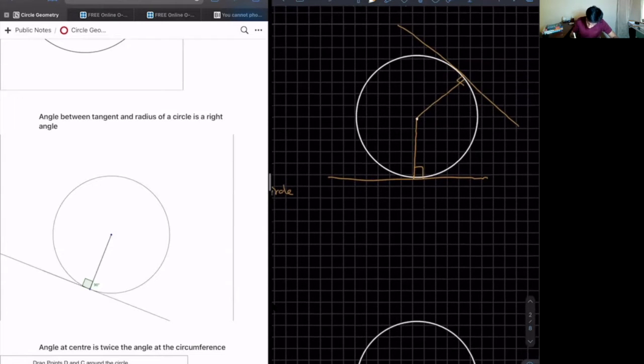Look at this. So angle between tangent and radius is a right angle.